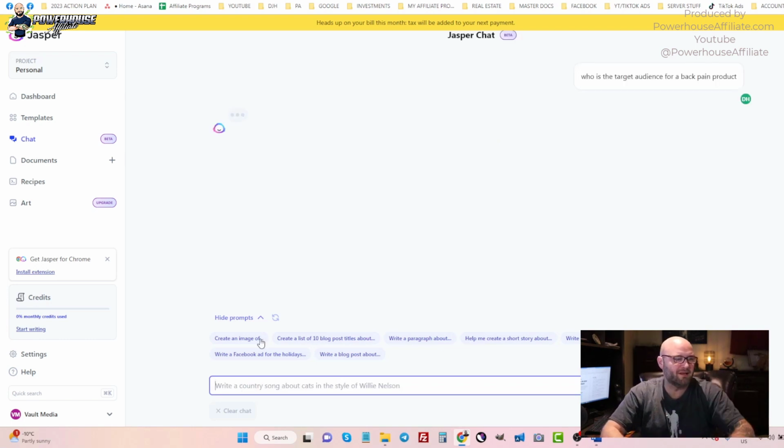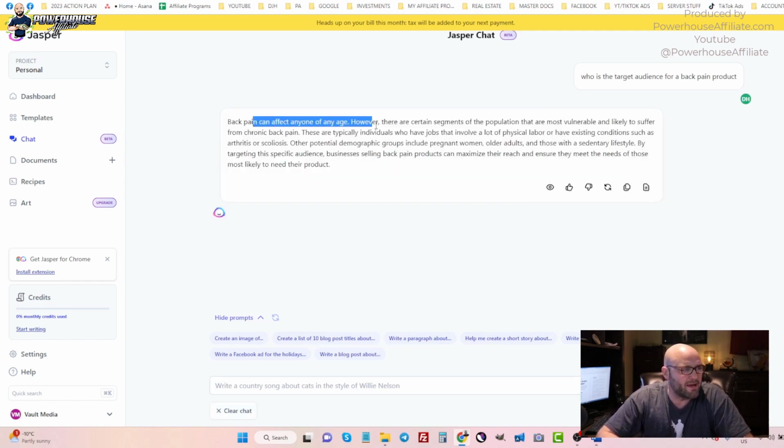Something similar to this. Or I could even put the domain of the offer that I'm running. And you'll see here, it'll take a couple seconds, but back pain can affect anyone of any age. However, there are certain segments of the population that are most vulnerable and likely to suffer from chronic back pain. So there's a keyword right there that I would almost consider a very good keyword: chronic back pain.